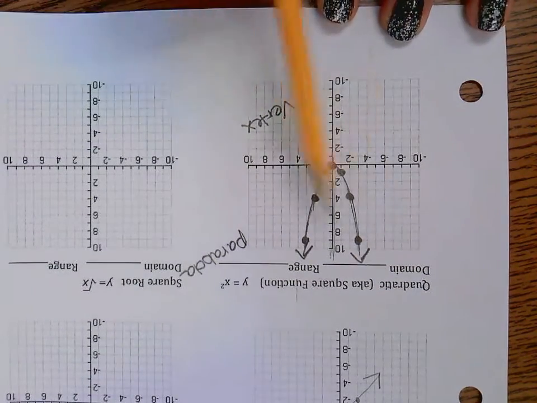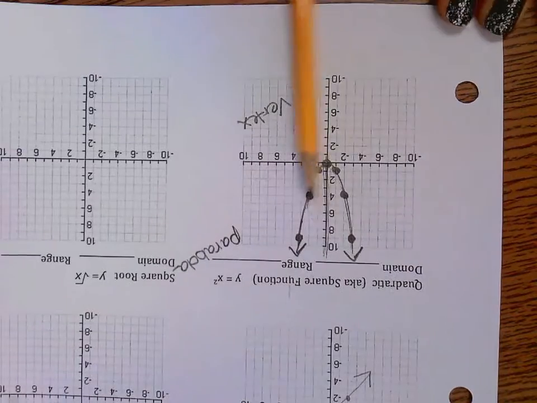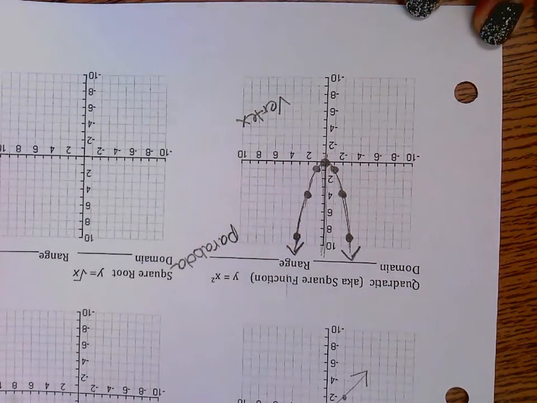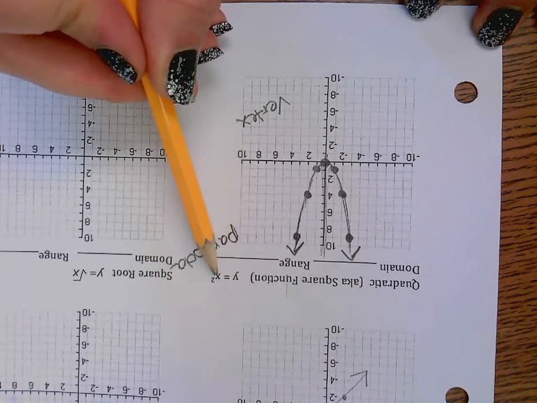What's the domain of this function? So when I skim my x values, can I plug in a negative number? Can I plug in a fraction? Can I plug in a positive number for x? Sure, I can plug in any number I want for x.